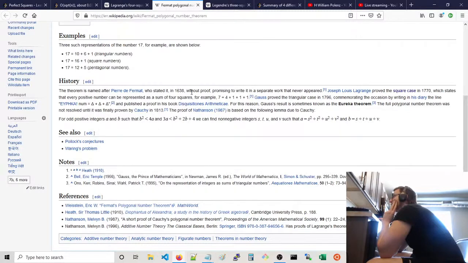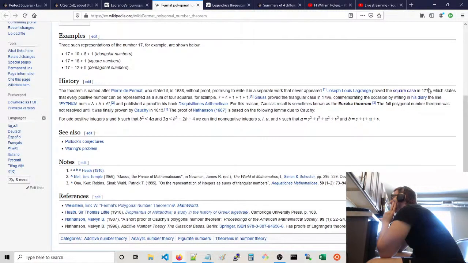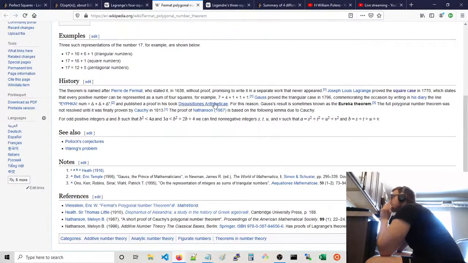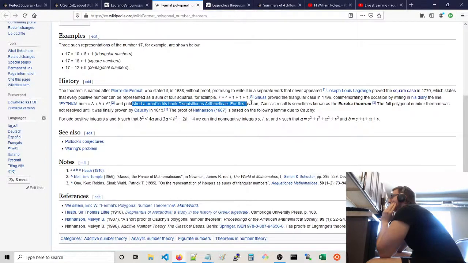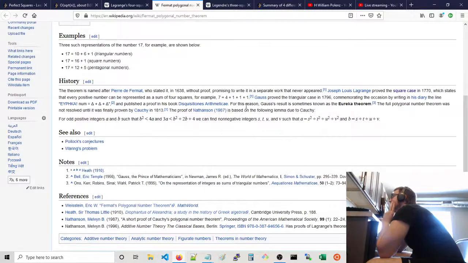Stated in 1638 without proof, promising to write in a separate work that never appeared. Lagrange proved the square case in 1770. It states that every positive number can be represented as the sum of 4 squares. Gauss proved the triangular case in 1796, commemorating the occasion by writing in his diary the line, Eureka! Published a proof in his book, Disquisitiones Arithmeticae. For this reason, Gauss's result is sometimes known as the Eureka theorem.